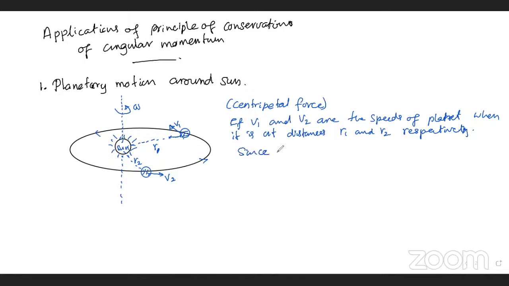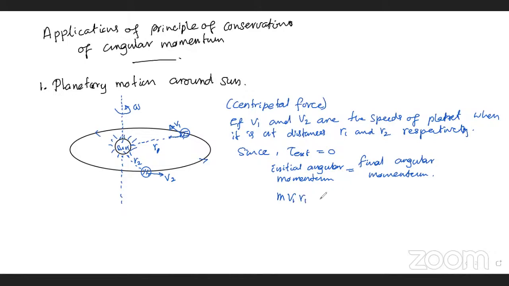Since external torque is zero, the initial angular momentum equals the final angular momentum. The initial angular momentum at the V1 position, with mass m, is m V1 R1, linear momentum mV times R1. Finally, it is m V2 R2. So the mass cancels out, and V1 R1 equals V2 R2.